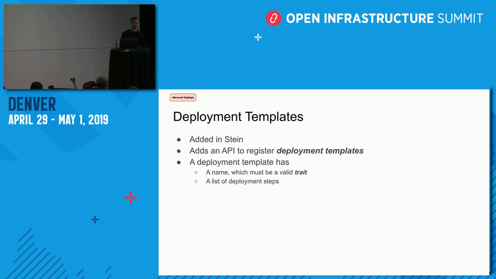So deployment templates, the main topic of this presentation, were added in the Stein release. We've added an API to register deployment templates with Ironic. And a deployment template is something that has a name, which must be a valid trait, and a list of deployment steps.